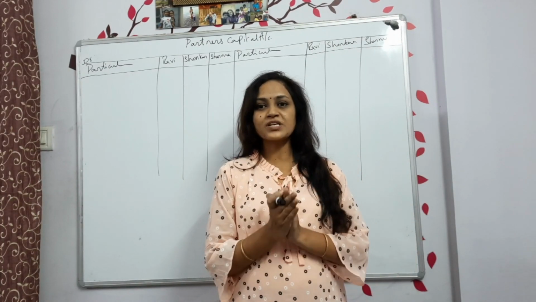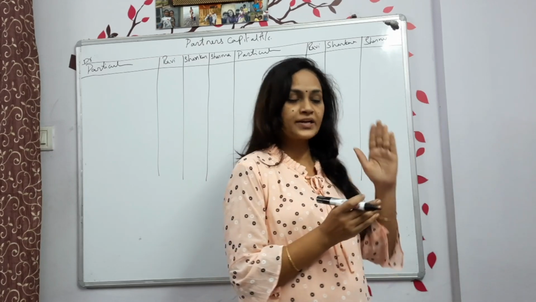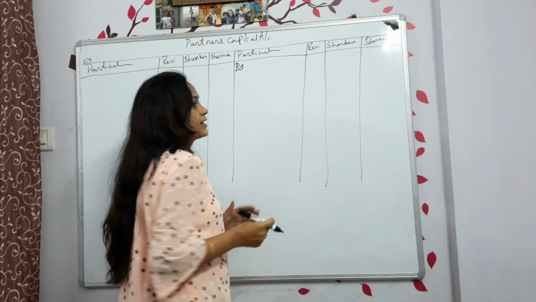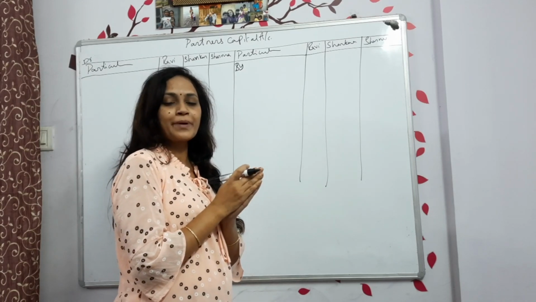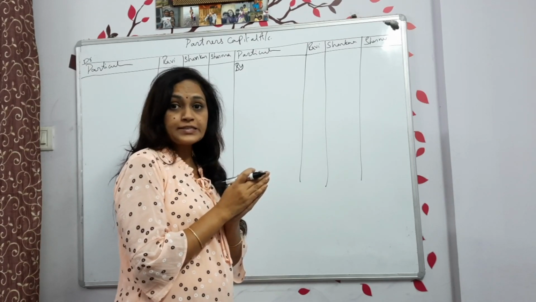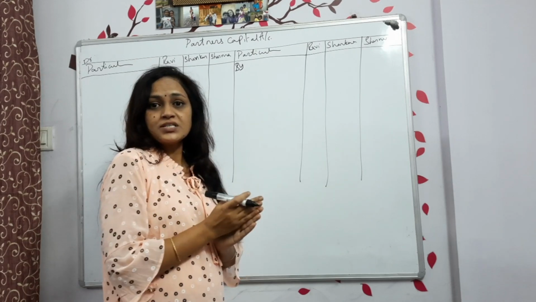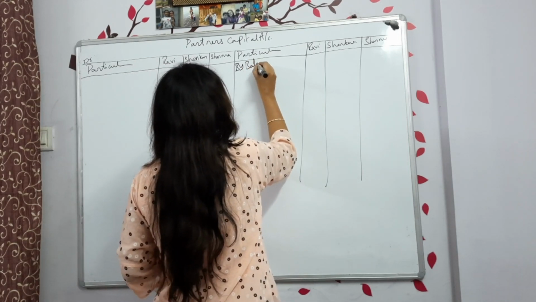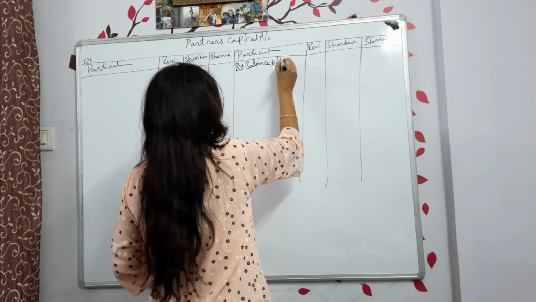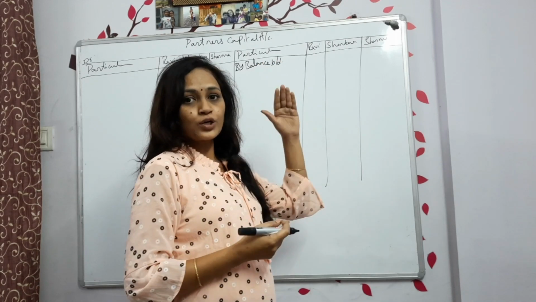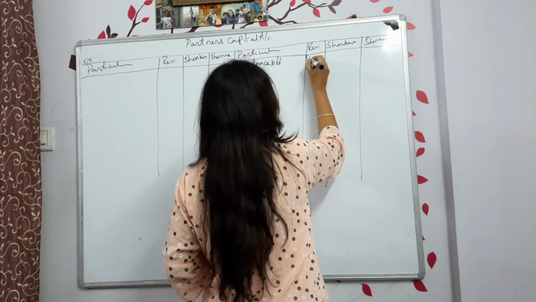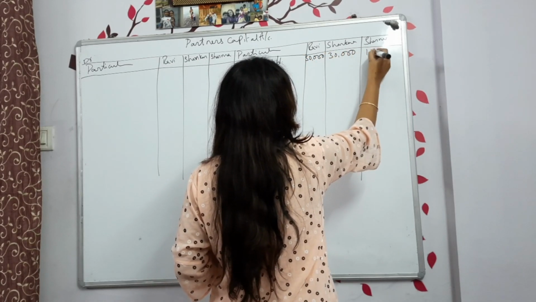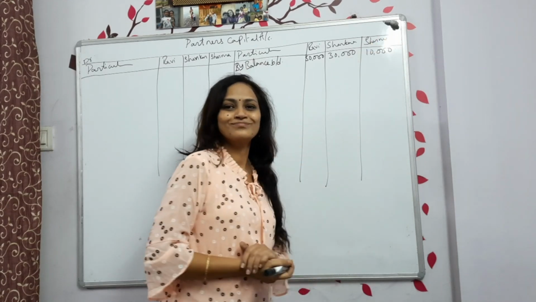Partners capital account. All of you know already, we have done this in the admission of a partner. First, we will start with the capitals brought into the business by the partners, which you can find in the balance sheet, liability side. So now, by balance brought down. Check the balance sheet and write down the amounts. Ravi got 50,000, Shankar got 30,000, Sharma got 10,000.